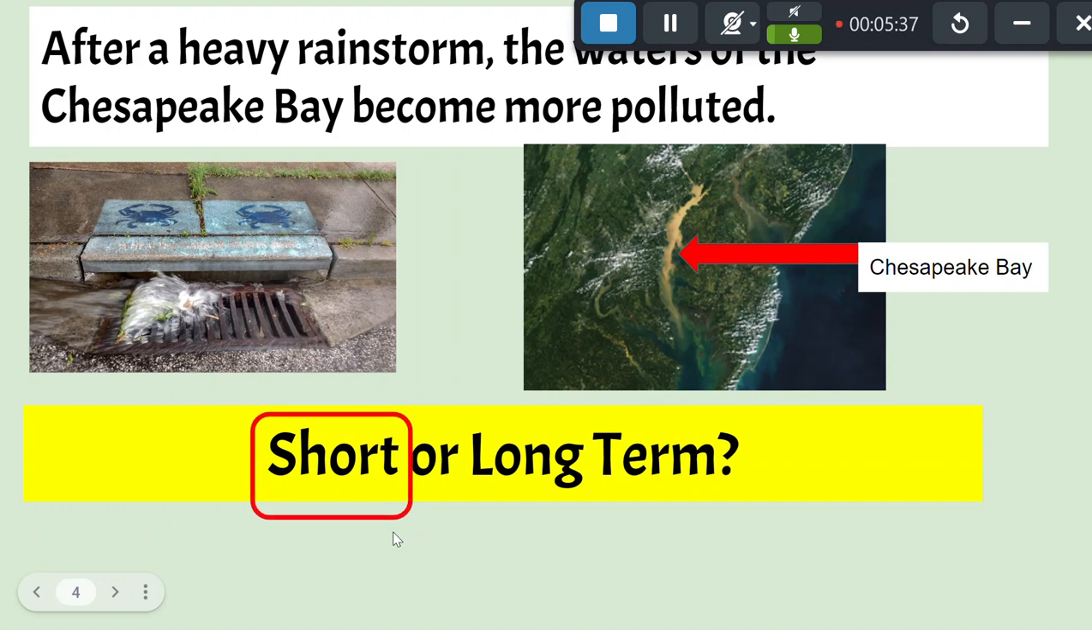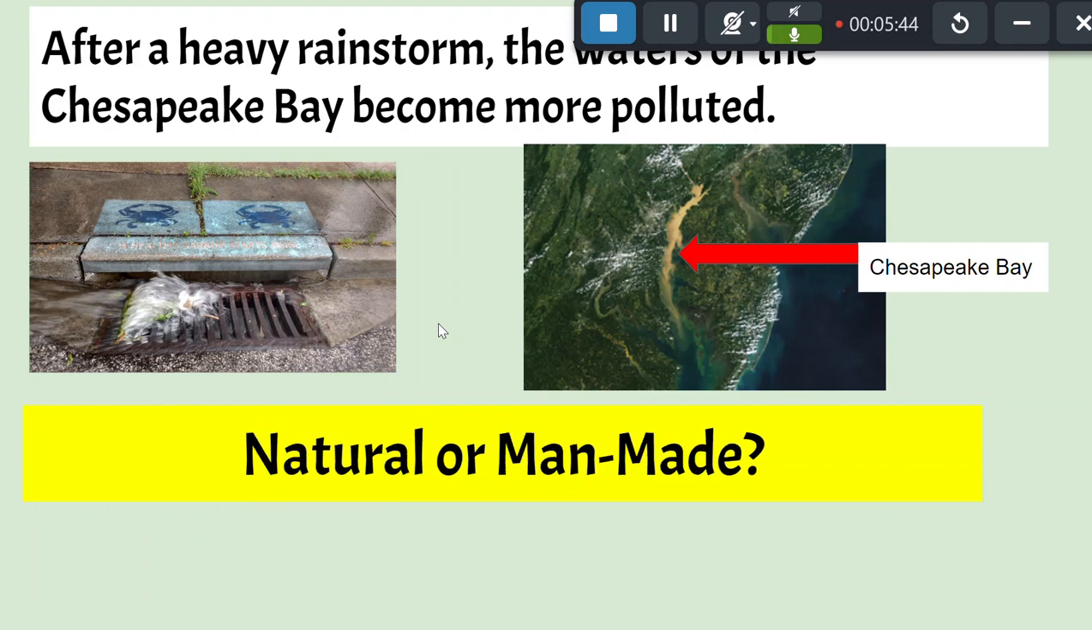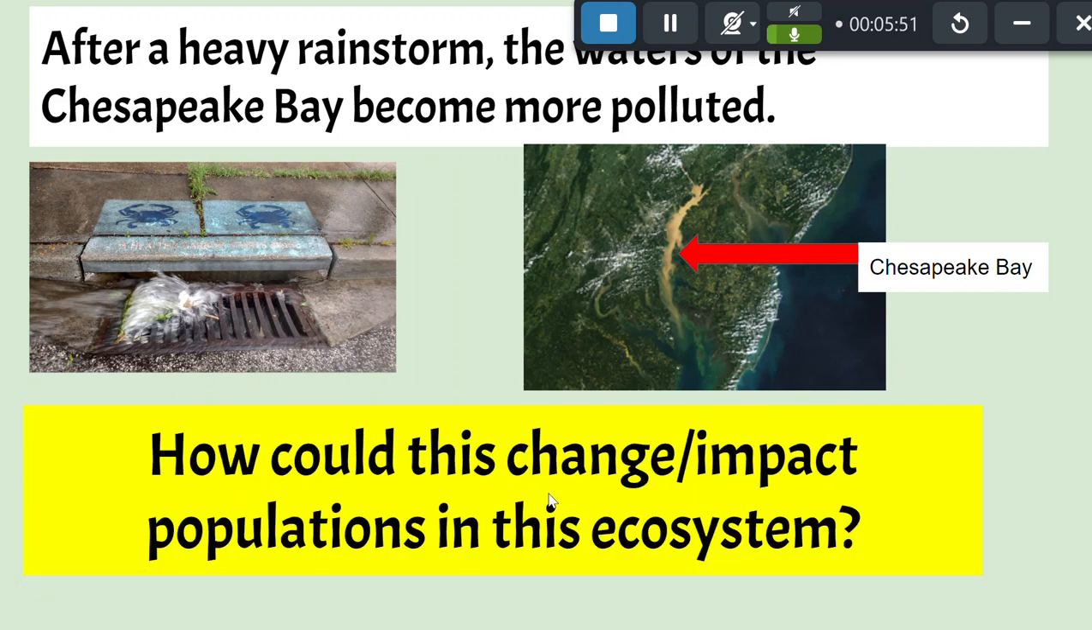That's going to be a short-term thing. It's happening right away, right? It's happening as that water is going through those storm drains. And definitely that is largely man-made. Okay, how could this change or impact the populations in the Chesapeake Bay ecosystem?